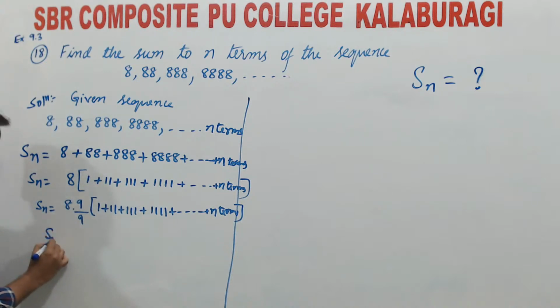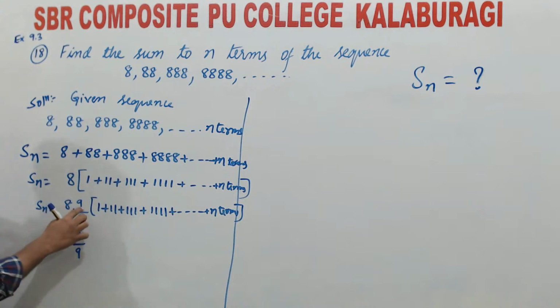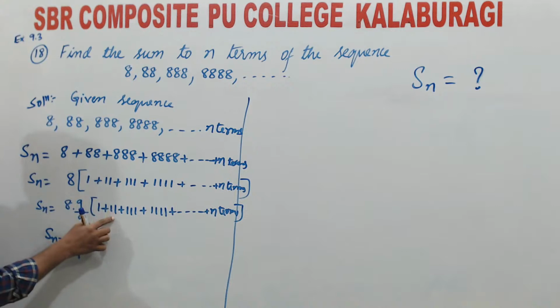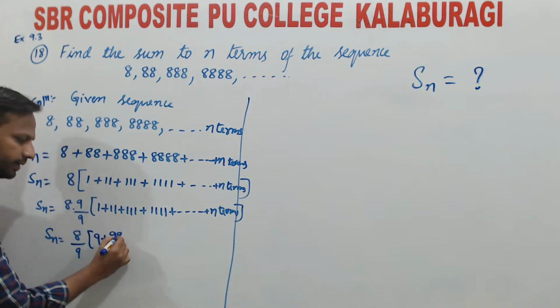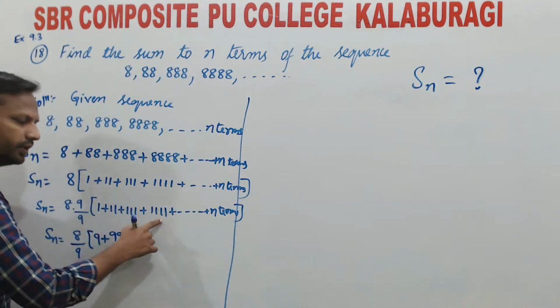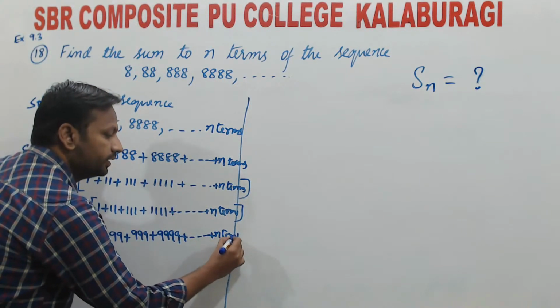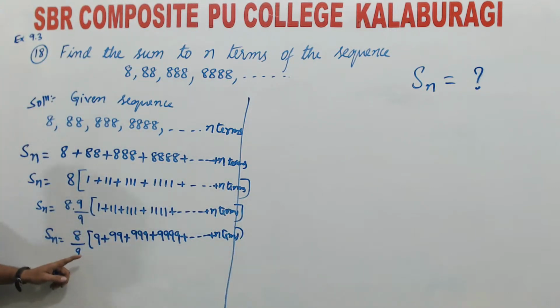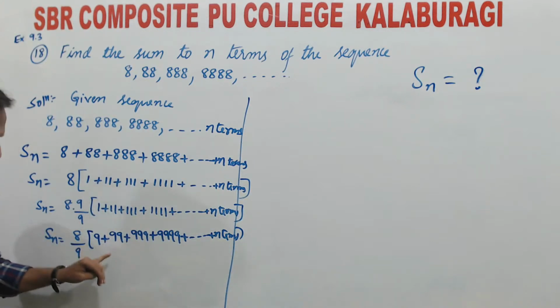So what do I do next, students? Let me keep 8 in the numerator and 9 in the denominator as it is here. Now, this 9, I will multiply inside the bracket. 9 into 1 becomes 9. Next, 9 into 11 becomes 99. Next, 9 into 111 becomes 999. Multiplying 9 into 1111 gives 9999, plus so on up to n terms. Are you following this? So I kept 8 divided by 9 as it is, and this 9 I multiplied inside. We obtained it like this. Now, with the help of these 9, 99, 999, I can form a GP.